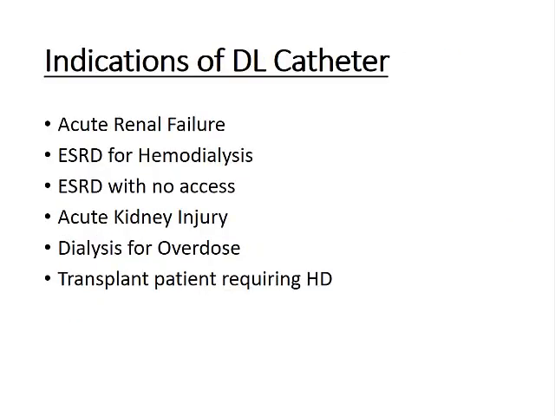The indications for double lumen catheter insertion are, first of all, acute renal failure, then end-stage renal disease requiring hemodialysis, and also end-stage renal disease patients who don't have any angioaccess, patients having acute kidney injury or dialysis for overdose, and transplant patients who require hemodialysis before transplant.